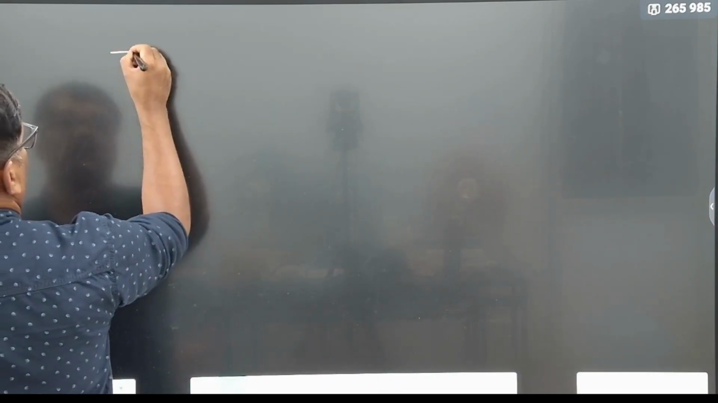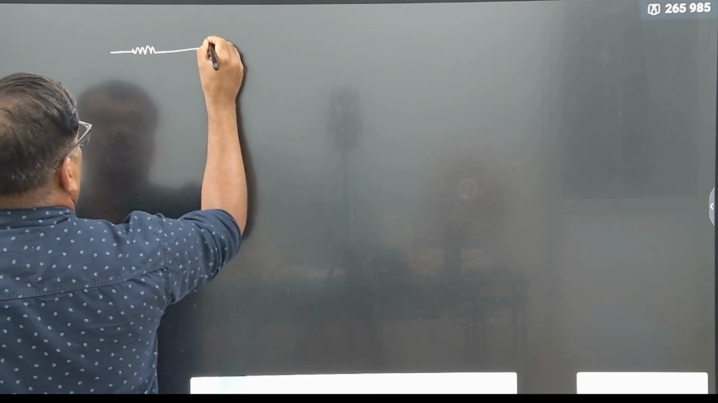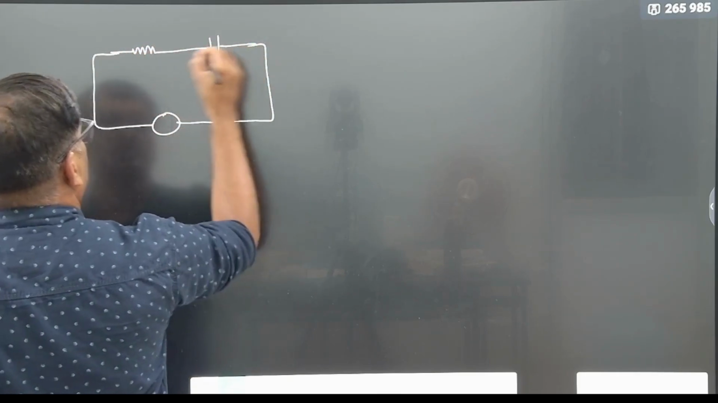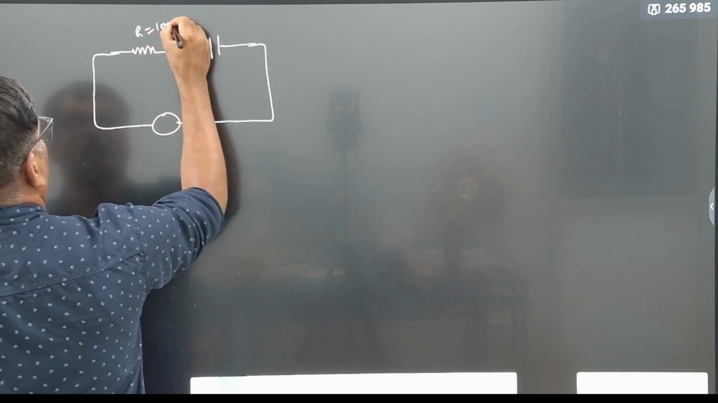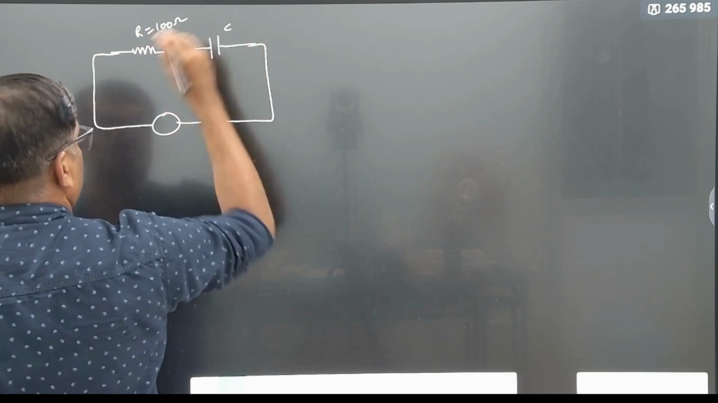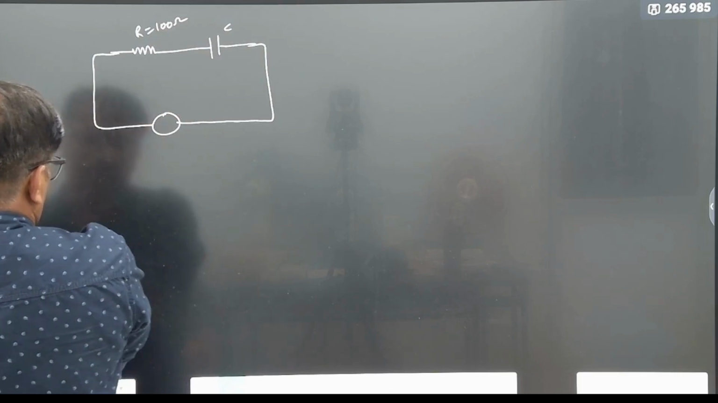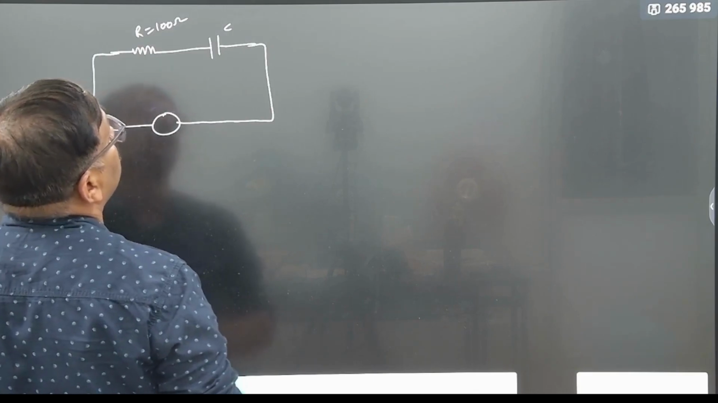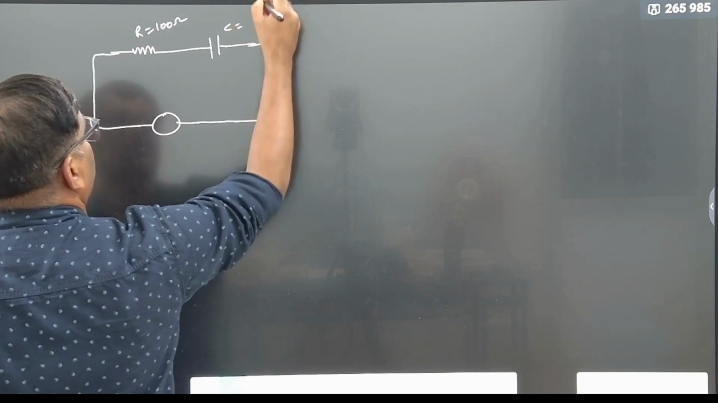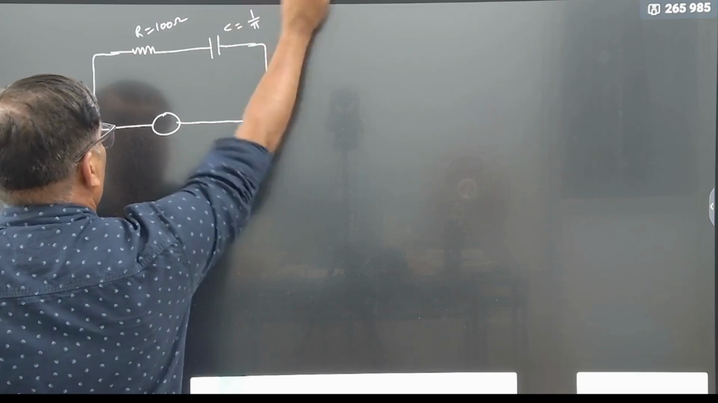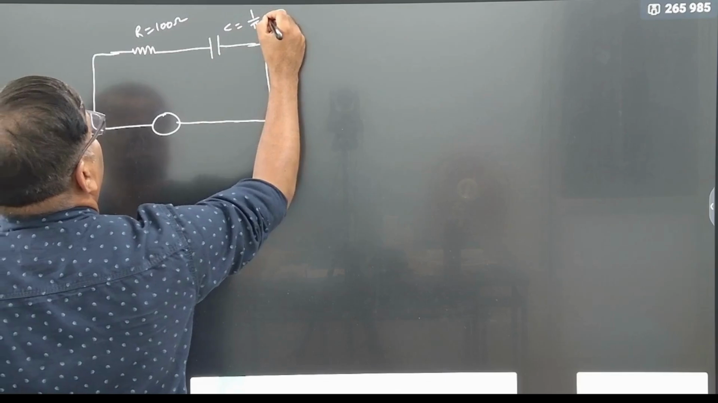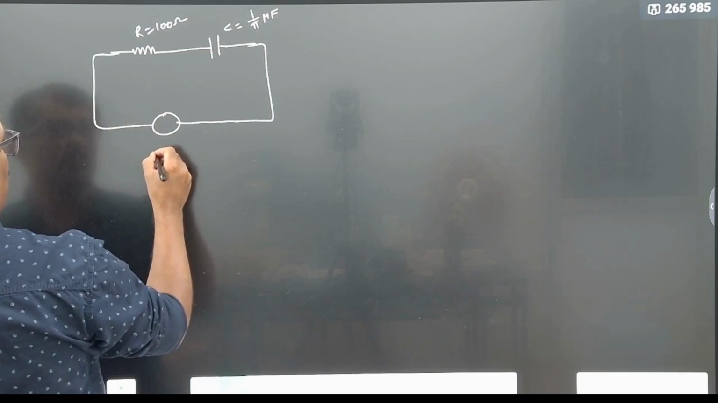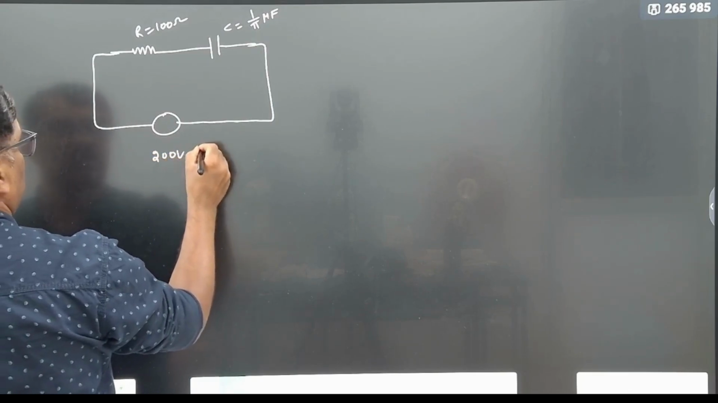So first, let us go for this RC combination now. R is equal to 100 ohms. So capacitance, if you want to calculate 1 by omega C, C is nothing but 1 by pi microfarad. Here voltage is 200 volts and 50 hertz.